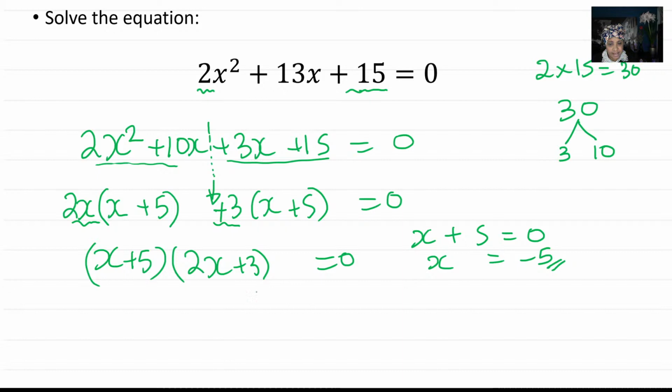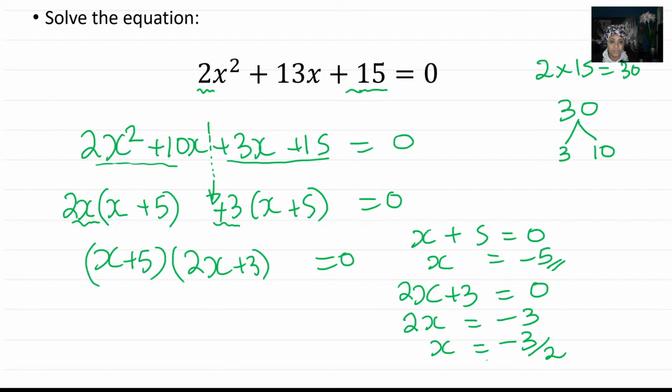Then we have the second bracket, which says 2x plus 3 equal to 0. We take away 3 on both sides, then we have 2x equals negative 3. We divide by 2, so therefore x is equal to negative 3 over 2. So you can leave your two solutions like that. Okay?